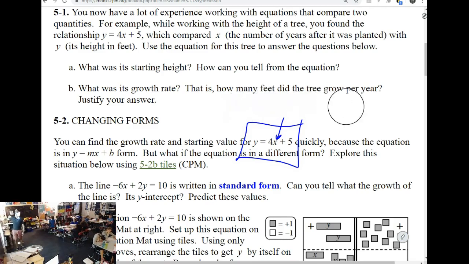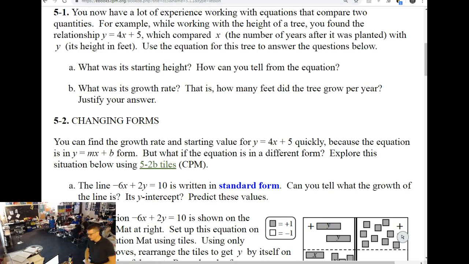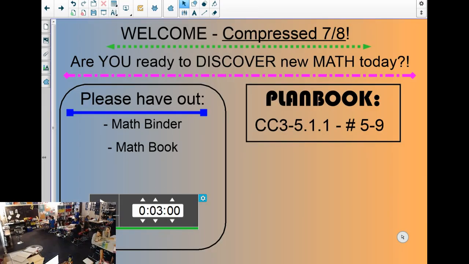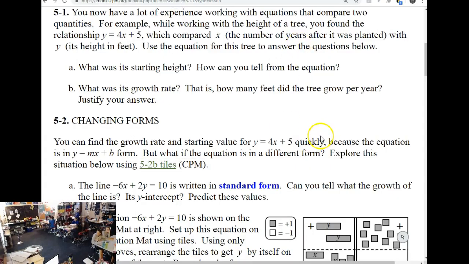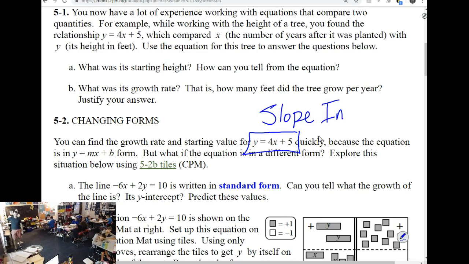So now we're going to work with something called standard form. Standard form, I don't quite know why it's called standard form, but it is not slope-intercept form. So the two forms that we have, and I'd like you real quick in your notes to write out that this, y equals 4x plus 5, how this is written, that is slope-intercept form.